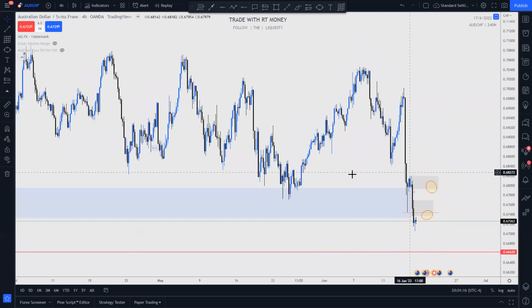Let me know, if you think this setup is strong, which do you think it'll hit, the lower POI or the higher POI, the point of interest? All right. I don't think we're getting up here. If we get up here, it'll be even better. Of course, if we can get up here, that'll be even better, because this would be a very good breaker here, or mitigation block. All right. I would love to see it hit that line.